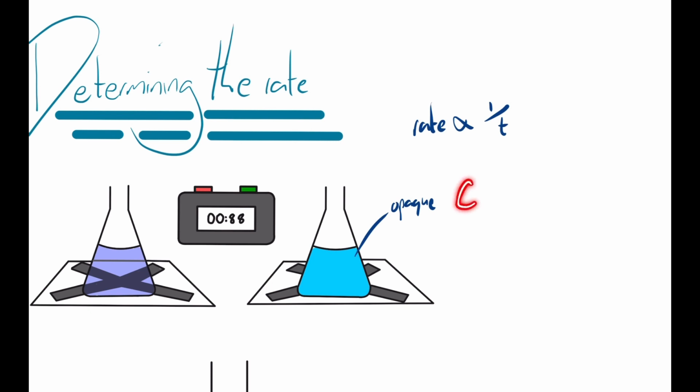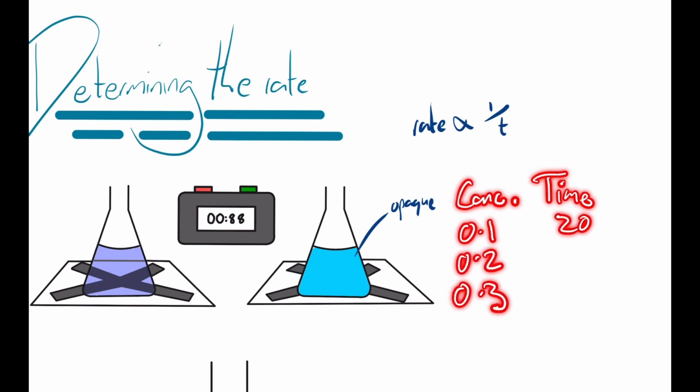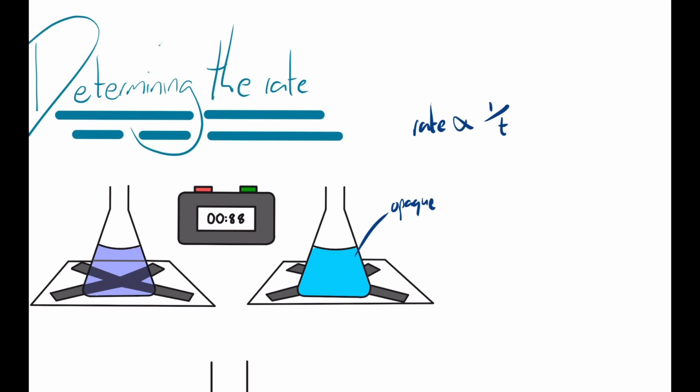So we might have our different concentrations, for example, or our different temperatures, and we're measuring the time here. So say if we've got 0.1, 0.2, etc., and we're going to measure our different times. And then to work out our rates, we do 1 over time, again, because that is directly proportional to the rate.